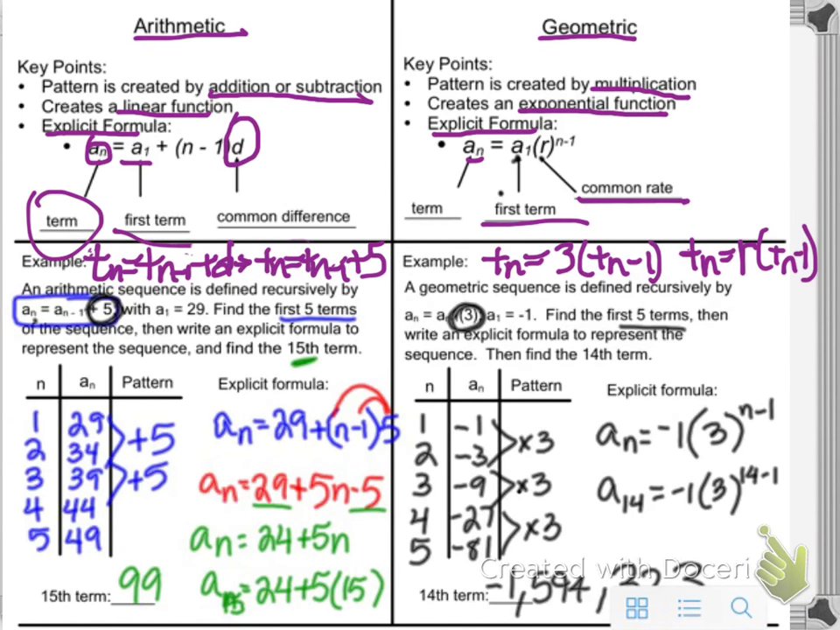Alright, so we'll look right here at the examples. Notice I've listed, this is the recursive formula. So these are the recursive formulas.